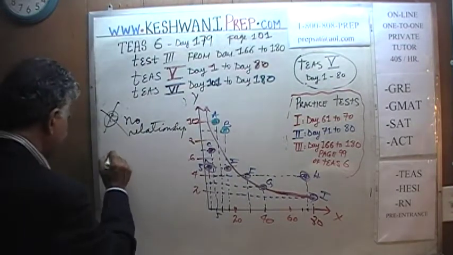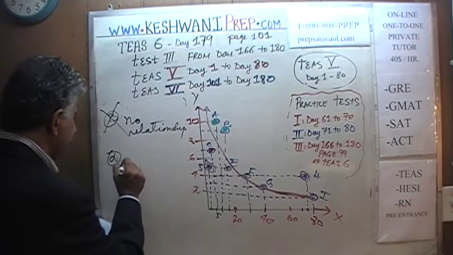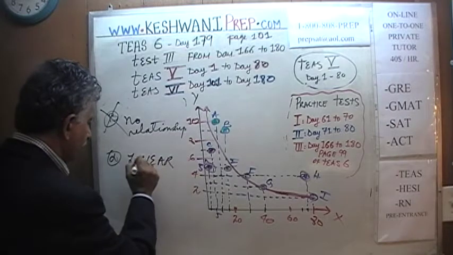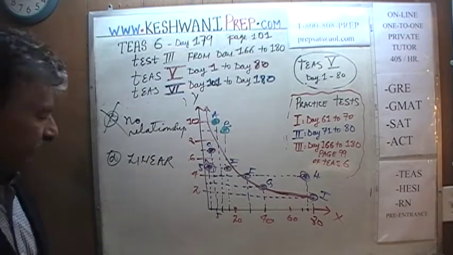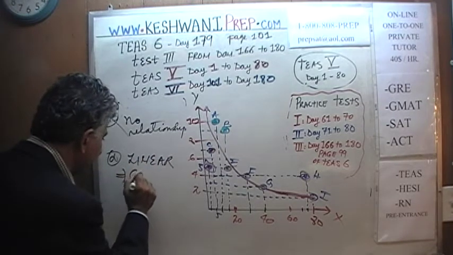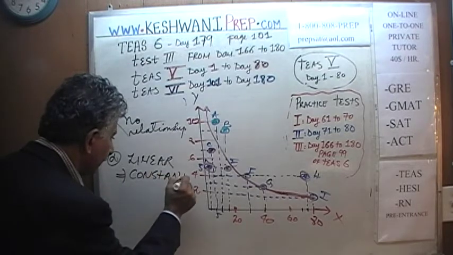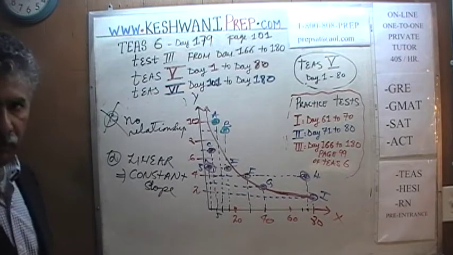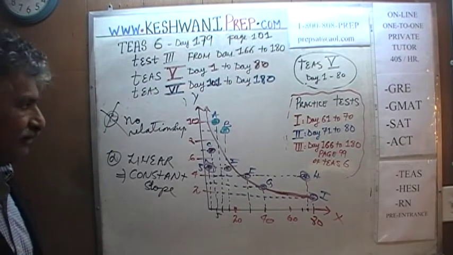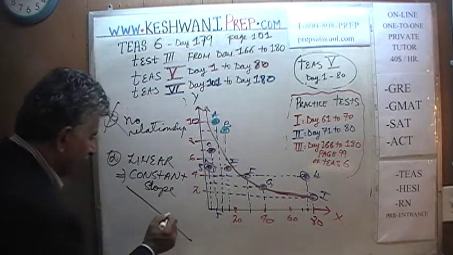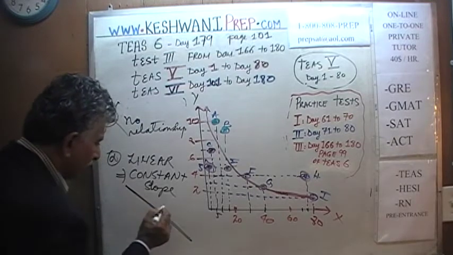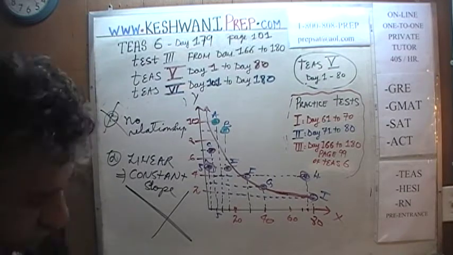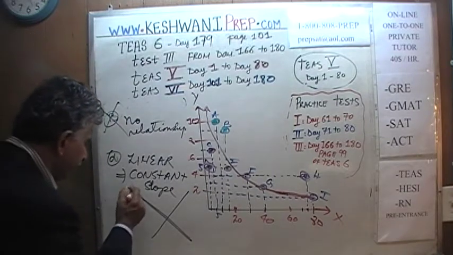Answer choice D says that the relationship is linear. What does linear mean? Linear relationship means constant slope, and constant slope means it's a straight line. It's not a straight line. It's not a downward sloping straight line or an upward sloping straight line, but rather what we found is that the relationship has a curvature to it.